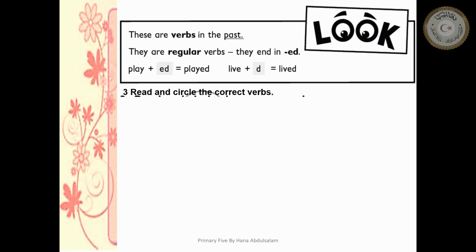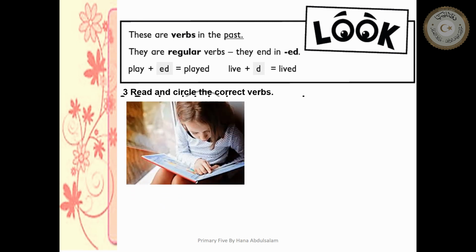What's the meaning of read? Like this. So this girl read a book. Read and circle. Circle what? The correct sentence. Look at this sentence. Yesterday I brushed my hair.